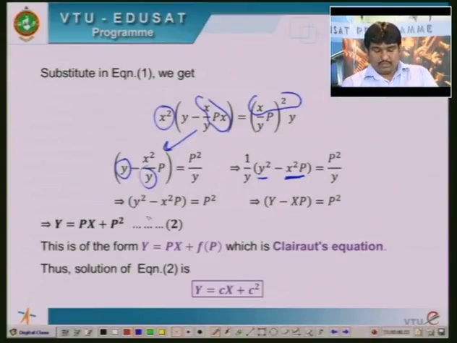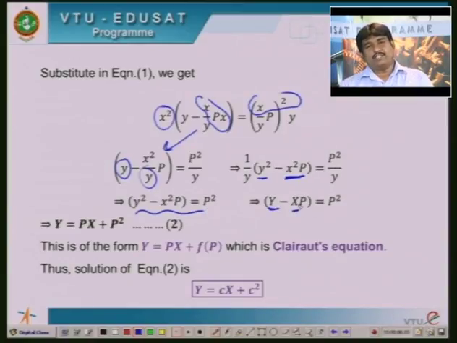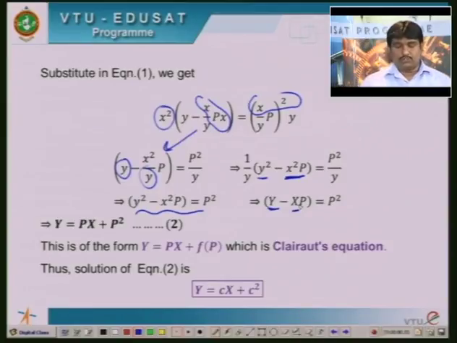So this equation after this stage becomes small y square minus x square into P equals to P square. You know that small y square is capital Y and small x square is capital X. So capital Y minus X into capital P becomes P square. This is in Clairaut's form, Y equals to PX plus f of P, where P square is f of P.